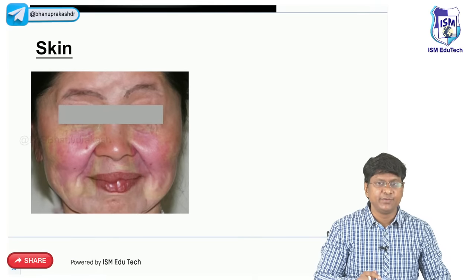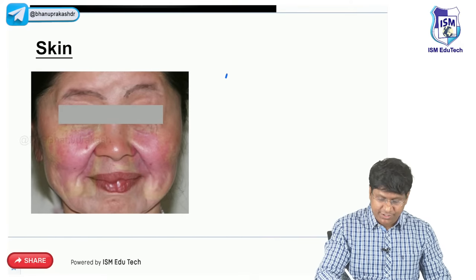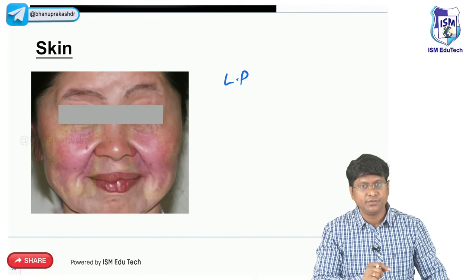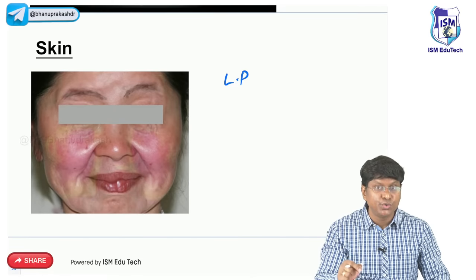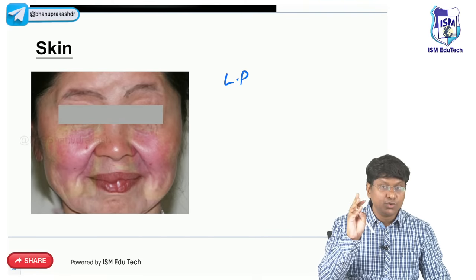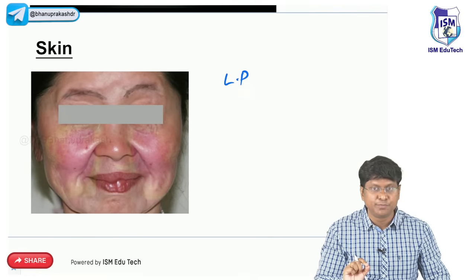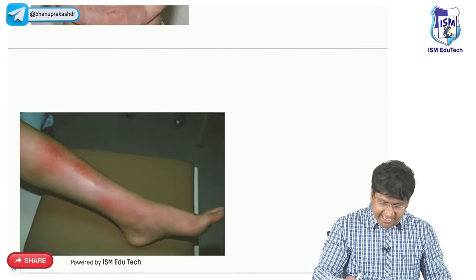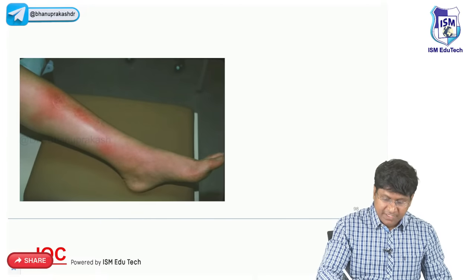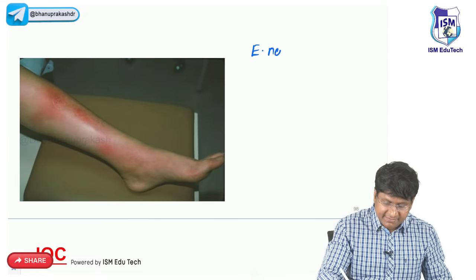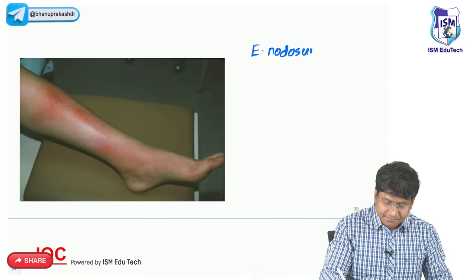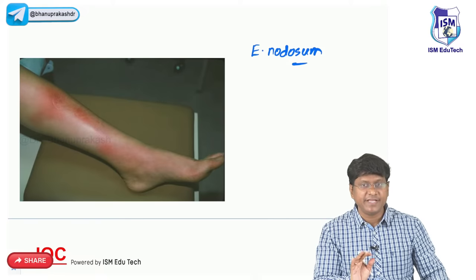Next thing is the skin involvement. So two important skin manifestations. One is lupus pernio, which is nothing but a purple-blue hue around the nose, cheek, lips, as well as the ears. That will be your lupus pernio, right? And another important skin manifestation will be in the form of erythema nodosum.